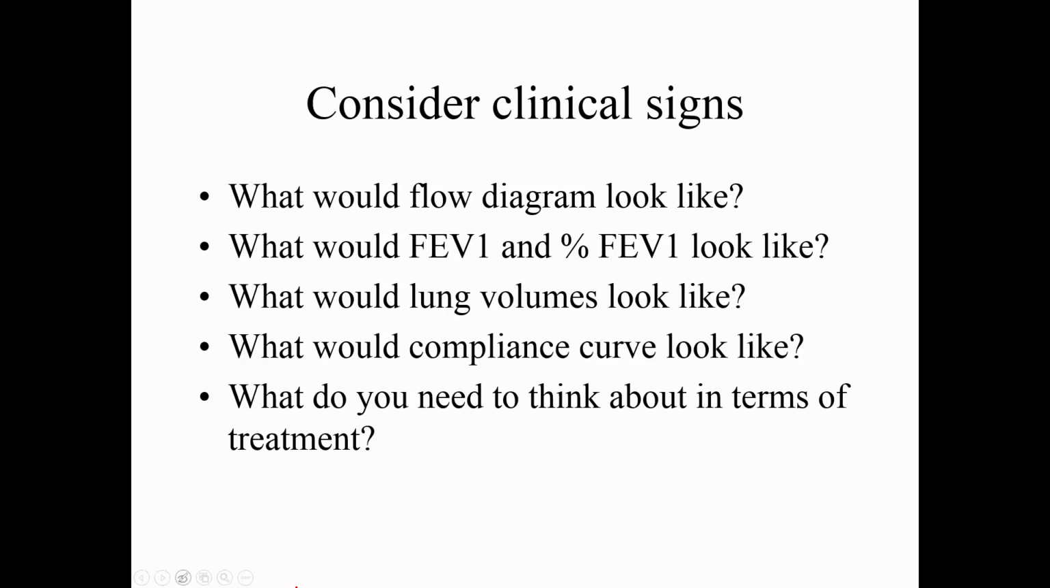So what do we want to think about? What would a flow diagram look like for this person? All right. Remember, what would their peak flow look like? What would their FEV1 and their percent FEV1 look like? What would their lung volumes look like? What would a compliance curve look like? And what would you need to think about in terms of treatment? And certainly there are things unique to the disease, but what would you need to think about in general? And maybe we can take a moment to discuss this in class.